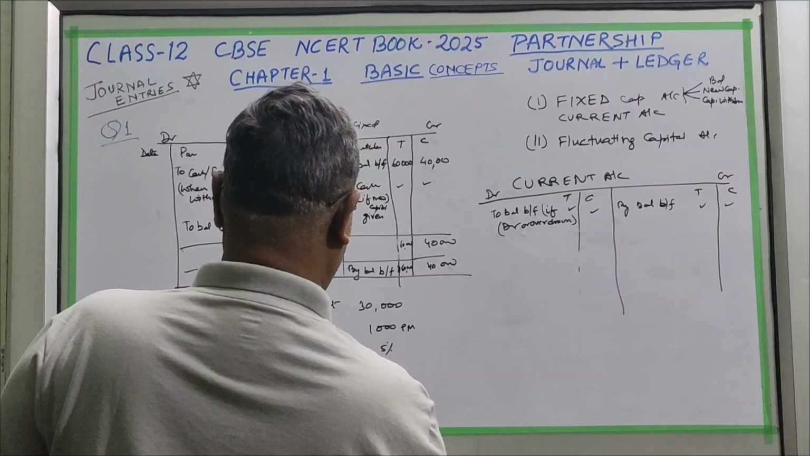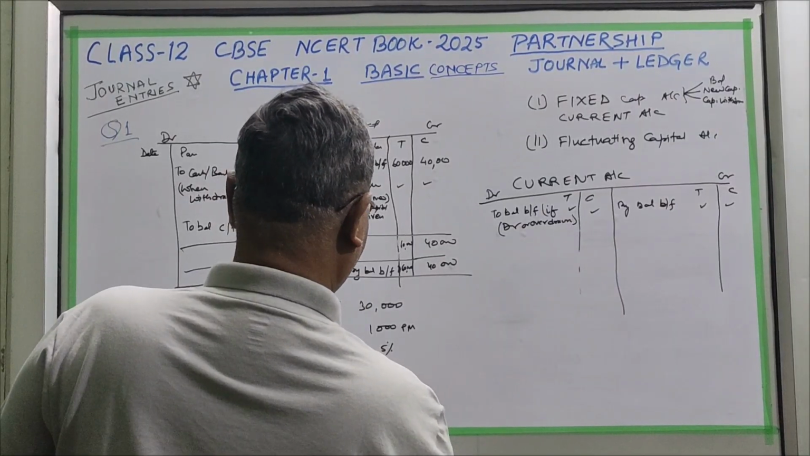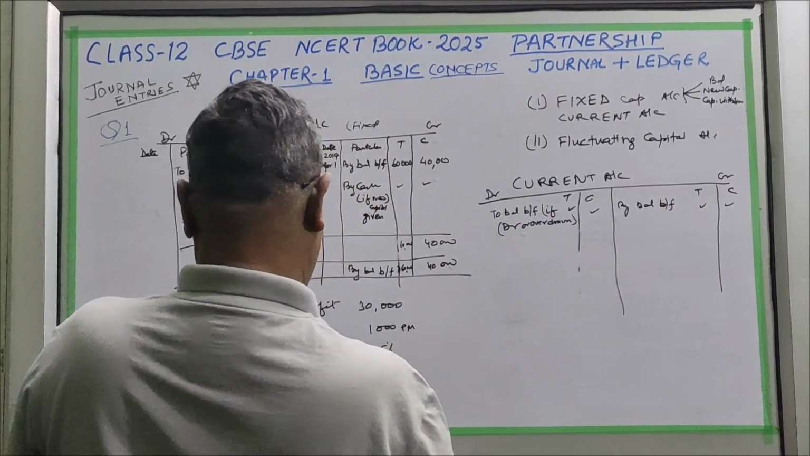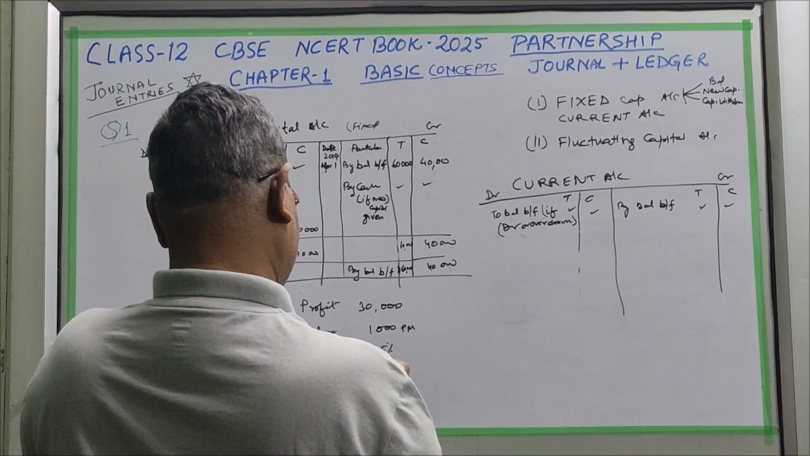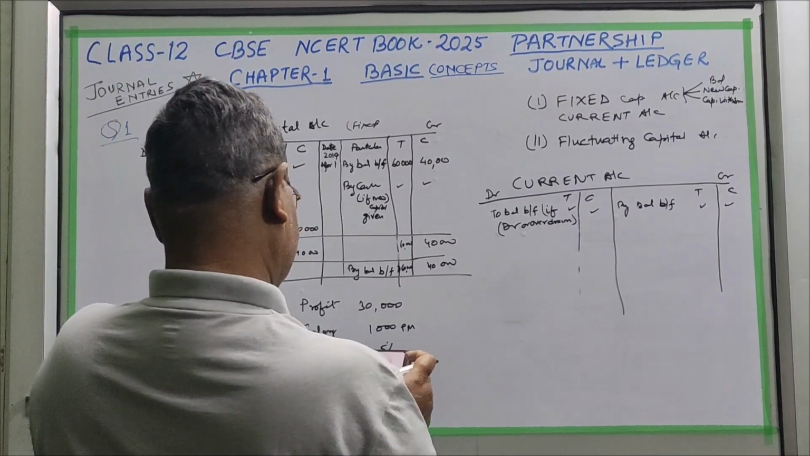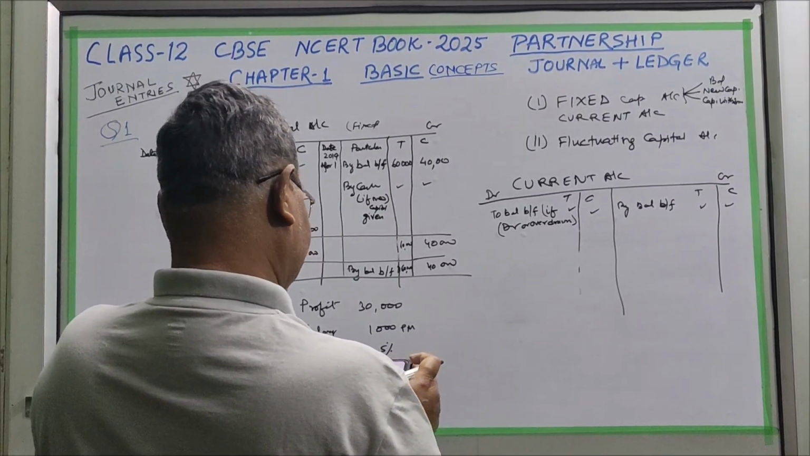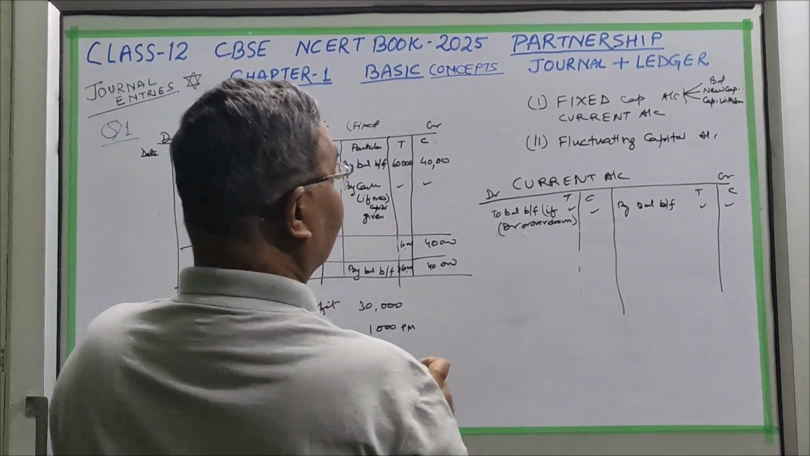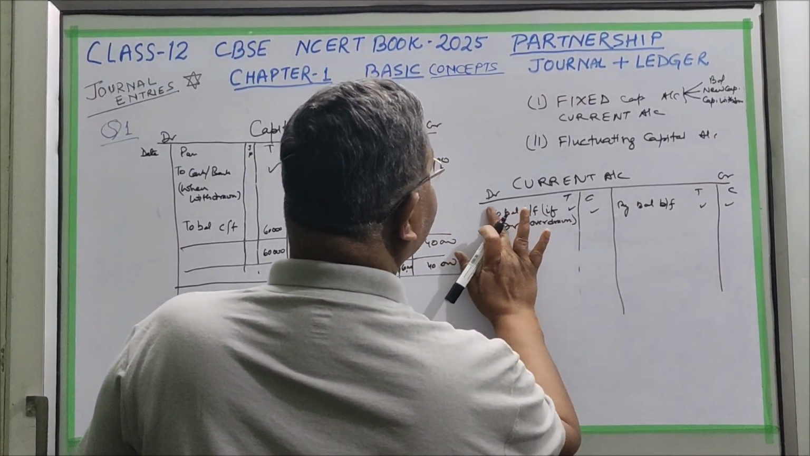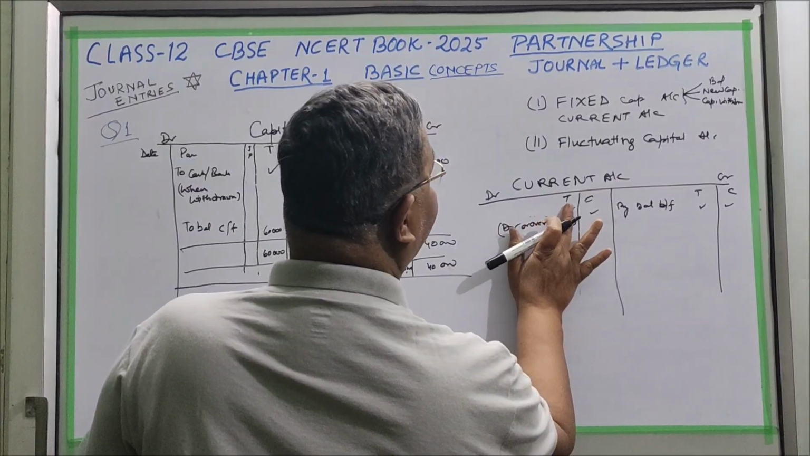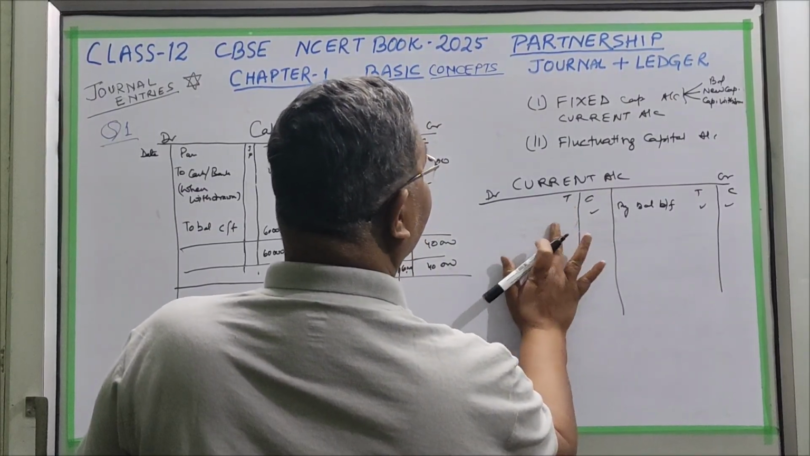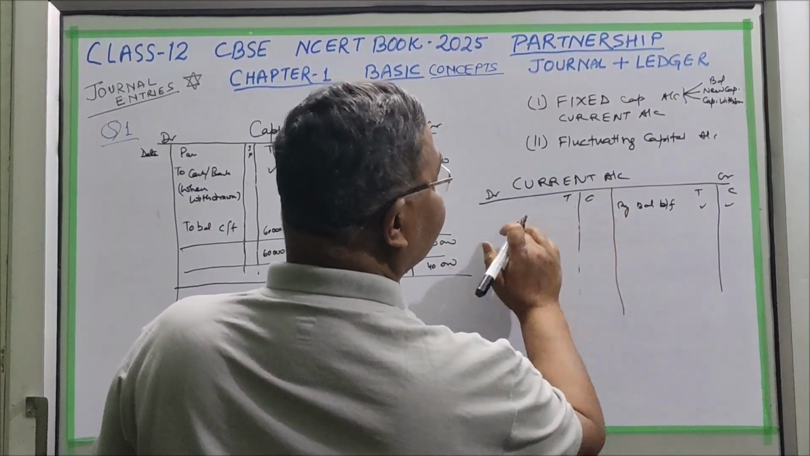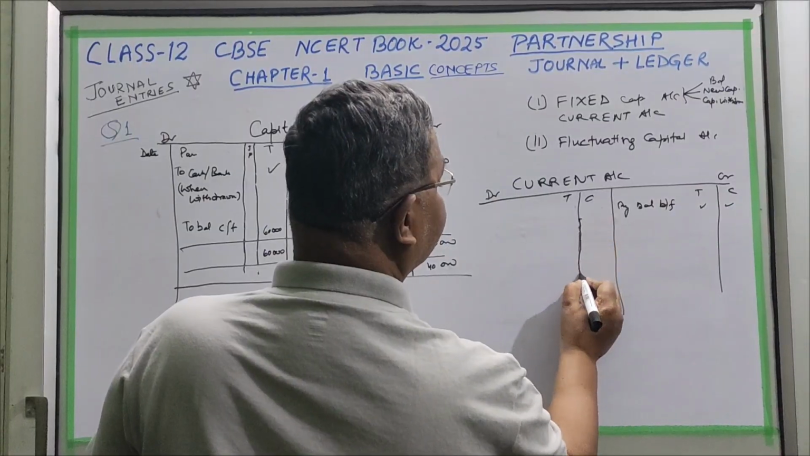Interest on drawings is 5%, and irrespective of the period, 5% is charged, which is 12,000 for Tripathi and 8,000 for Chauhan. Here no current account debit balance is given, so I am just removing this entry. Just to inform you, I have drawn.